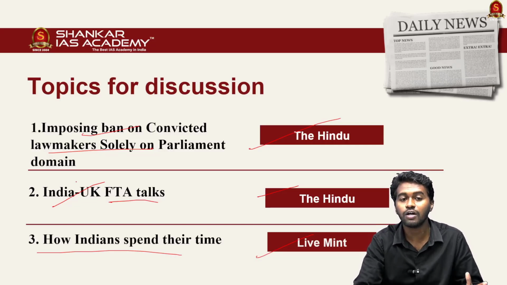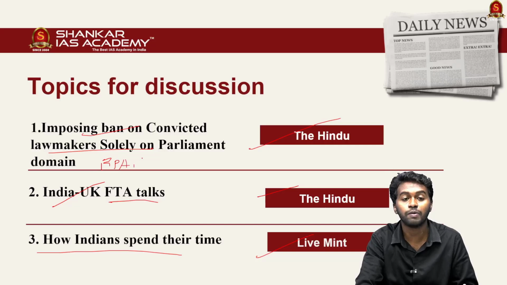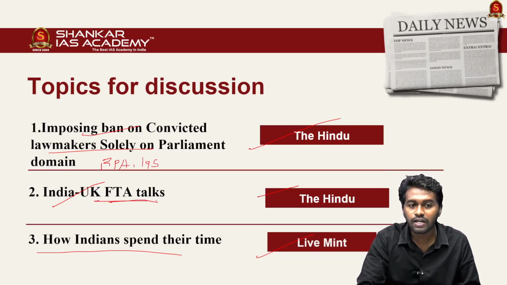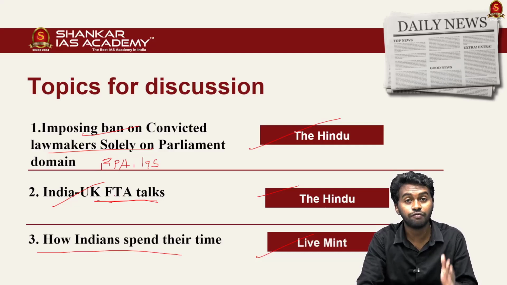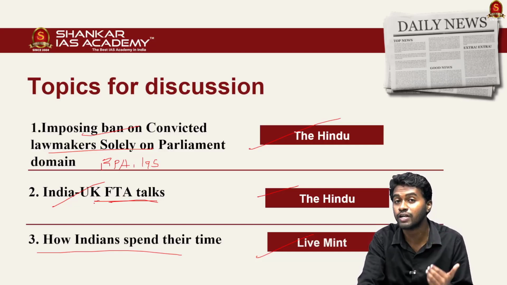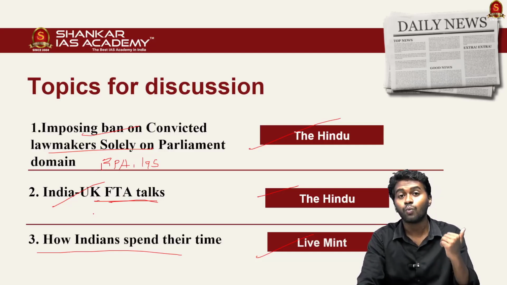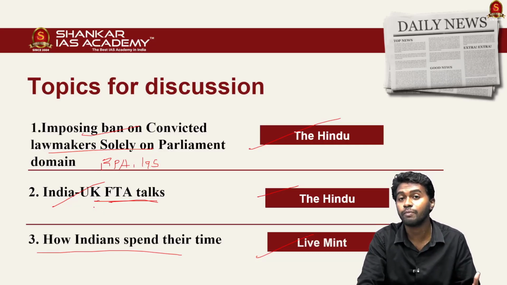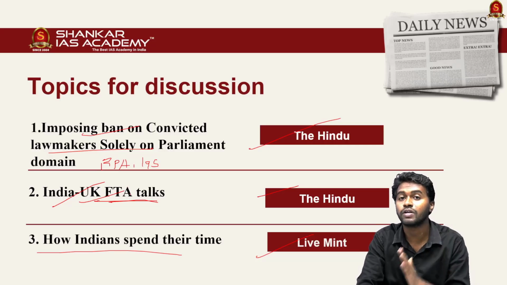So in the first article, we will be discussing the salient features of RPA, that is Representation of People's Act 1951. In the second article, we will discuss what is meant by FTA, that is Free Trade Agreement, and what are the different types of trade agreements that we have, and what are the benefits of signing free trade agreement with a different nation. And then we will also give a small focus on India-UK Free Trade Agreement talks.